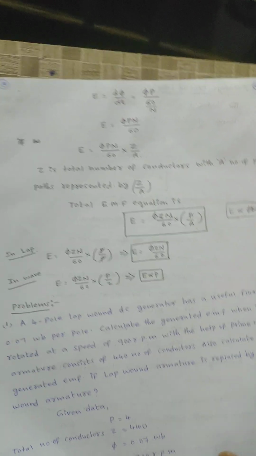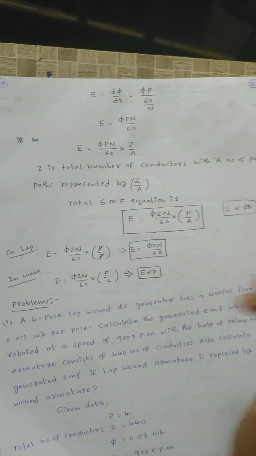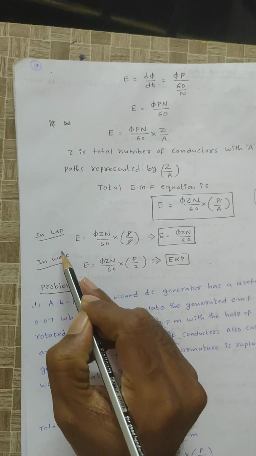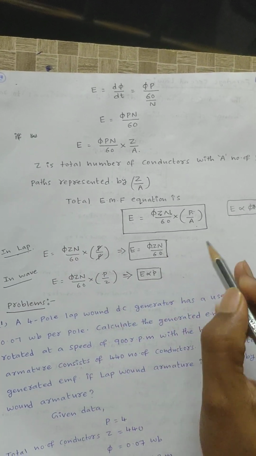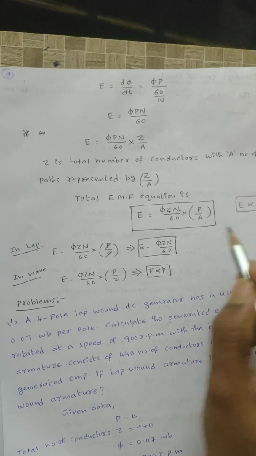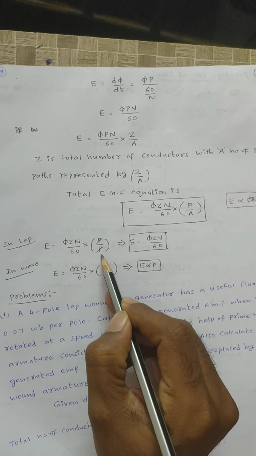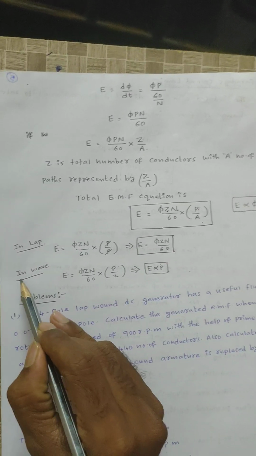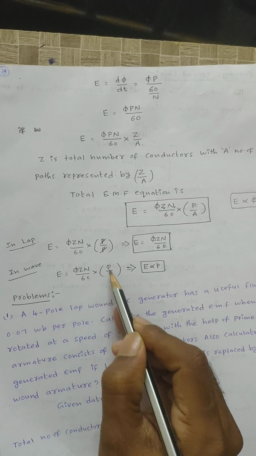This is one observation from the EMF equation. Already we know that there are two types of connection, lap connection and wave connection. In the case of lap connection, the number of parallel paths A is equal to P. If I substitute that value, E is equal to phi Z N by 60 into P by P, so you will get E is equal to phi Z N by 60. In the case of wave connection, E is equal to phi Z N by 60 into P by 2.